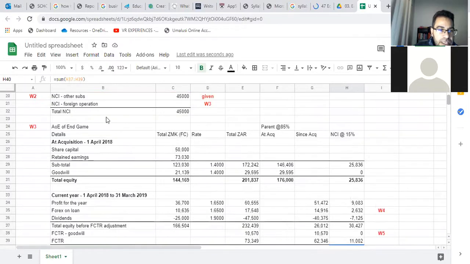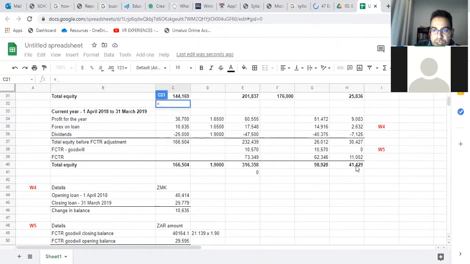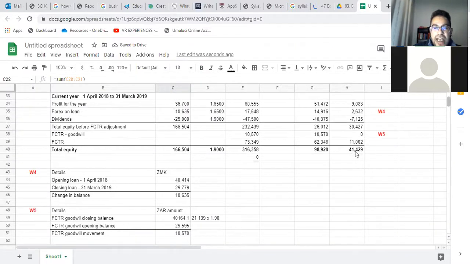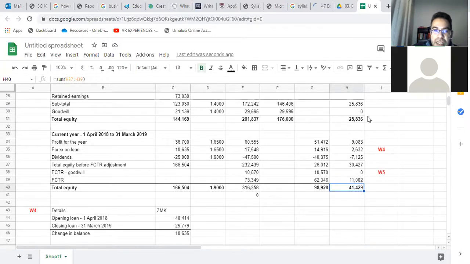So working to NCI, this year is 31 March 19, which is the closing balance. I can go fetch it from working 3. That is that over there. So this over here is the closing balance. That is NCI's closing balance. Take note, what is NCI's closing balance? NCI is equal to NCI at acquisition plus NCI since acquisition, which in this case is 0 because there's no since acquisition, plus NCI current year.